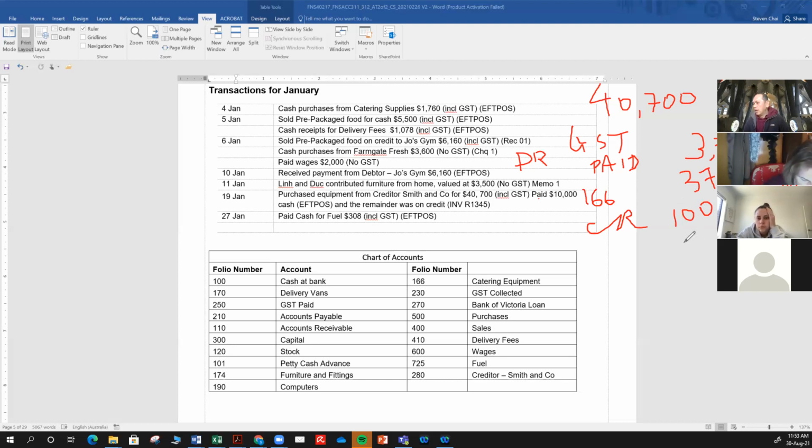Don't always think of GST. There's only one GST. Sorry, I keep getting confused. The $30,700, correct? You did it just now. Which folio is that? Creditor, which is 280. Okay, excellent. You see, all this adds up to 44,700, yeah? So your journal is correct. Any questions, Karen? Are we okay with this, Karen? Yeah.